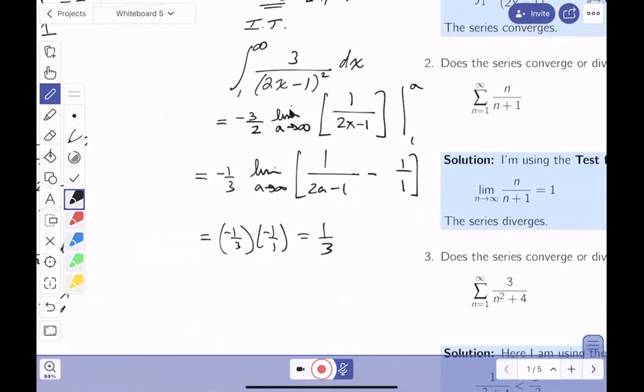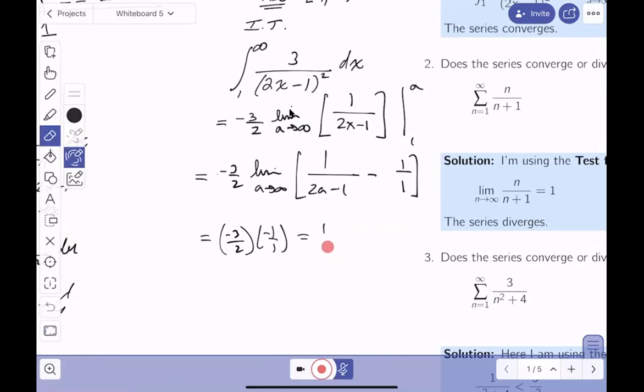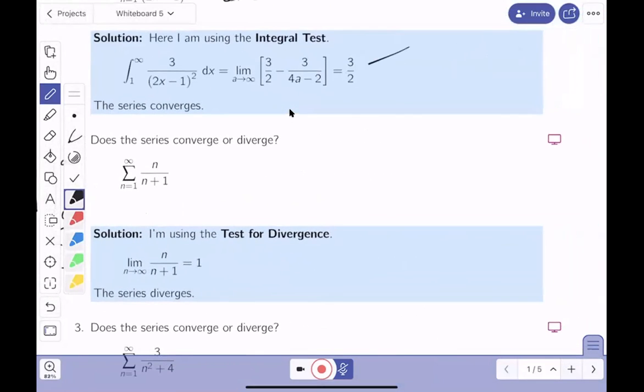And I think I made a mistake somewhere. Oh, I'm sorry. I don't know how that happened. I'm going to erase this over here. That's minus 3 over 2. And I'll erase this over here. Maybe not thinking, right? So the 3 over 2, we got that.